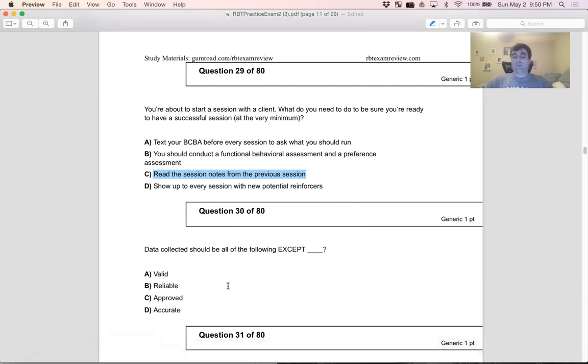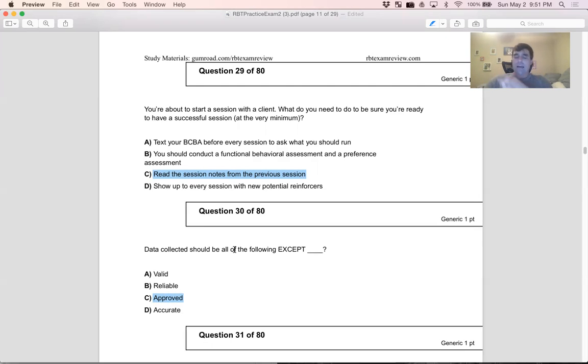Data collected should be all of the following except what? Okay. So there are 3 rules we need to live by when collecting data. What are those rules? Data needs to be valid. Data needs to be reliable. Data needs to be accurate, okay? Approved is not one of our data rules, okay?